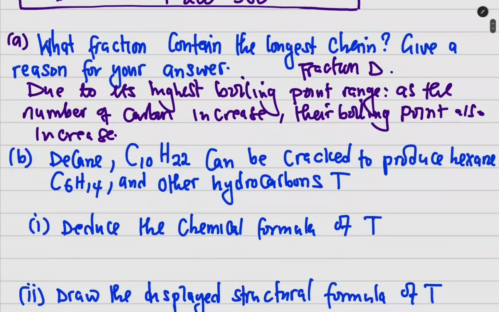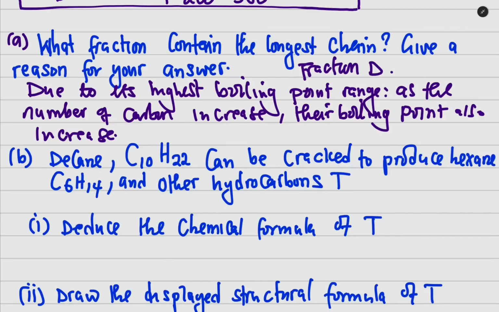Then the second question. They are saying decane, which is C10H22, can be cracked to produce hexane, which is C6H14, and another hydrocarbon T. So two products are produced when decane is cracked. One of them is hexane, and the other is just named hydrocarbon T. The first question is to deduce the chemical formula of T.